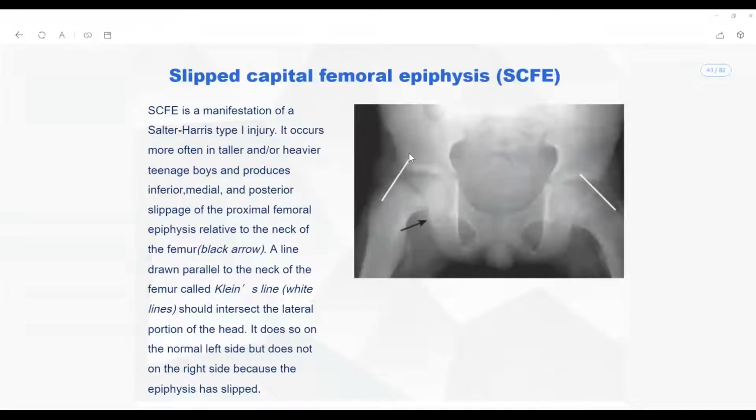But on the right side I can see the elevation of the Kleene line. That is how I came to understand that there is a separation of the epiphysis of the femoral head on the right side. Okay, is this point clear? Yes.